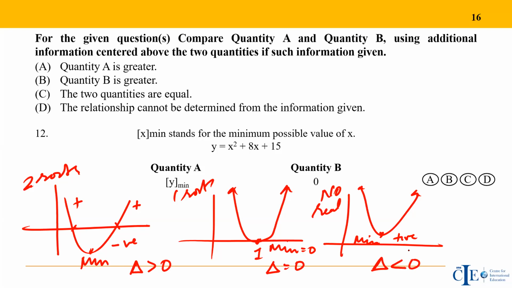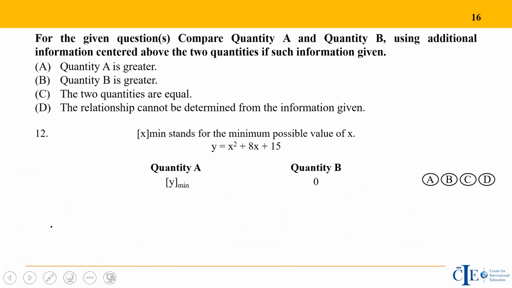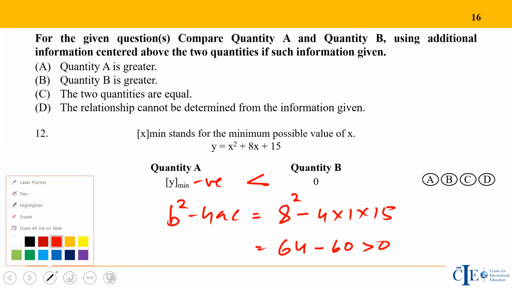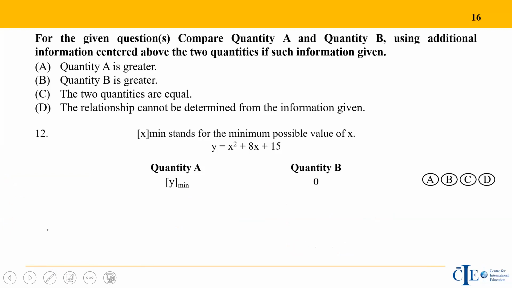So one way is to quickly check the value of delta, the discriminant b square minus 4ac, which can guarantee it. That is the first method to check for the minimum. So here b square minus 4ac would be 8 square minus 4 into 1 into 15, that's 64 minus 60, greater than 0. So hence the minimum would be a negative value. So that's one thing. The second way is actually finding out the values, what the minimum value is and at which point it happens, correct?